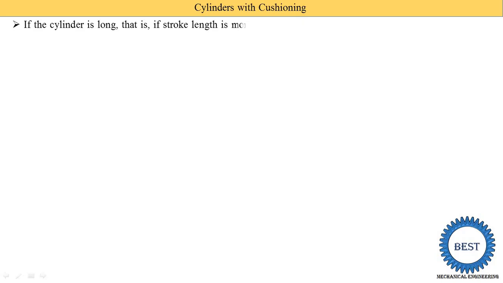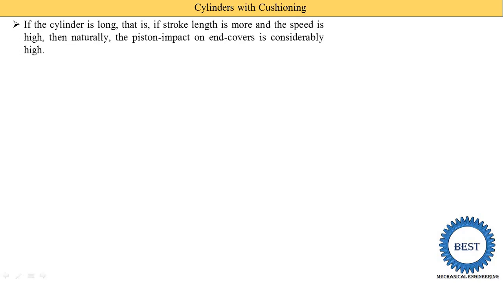If the cylinder is long, then the stroke length is more. Stroke length means the distance between the two ends, the distance traveled by the piston. So the stroke length is more if the cylinder is long and the piston speed is high. Then naturally the piston impact on the end cover is considerably high. If the piston velocity is high, then the piston strikes the end cover, the cap end and the rod end.